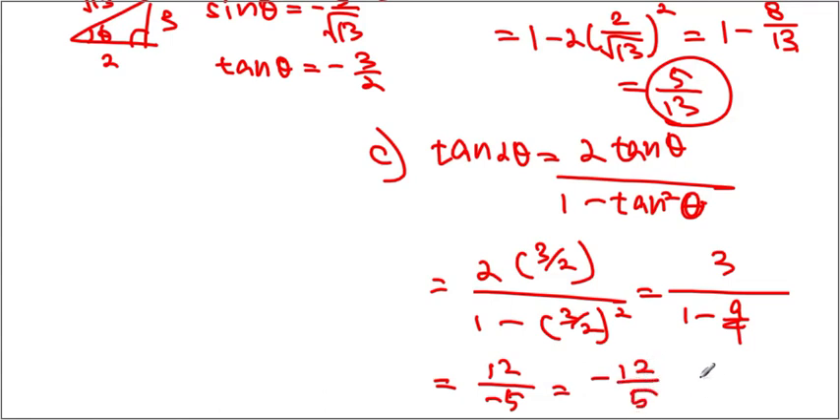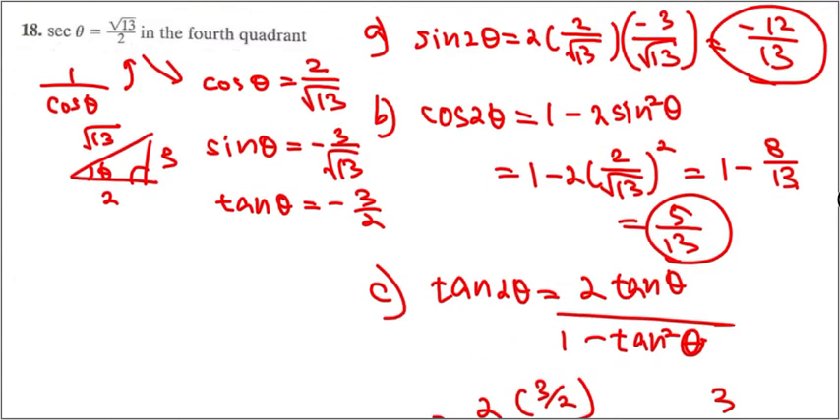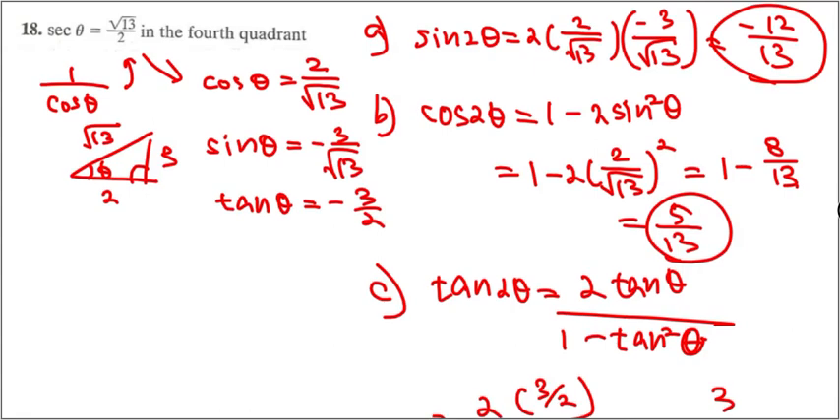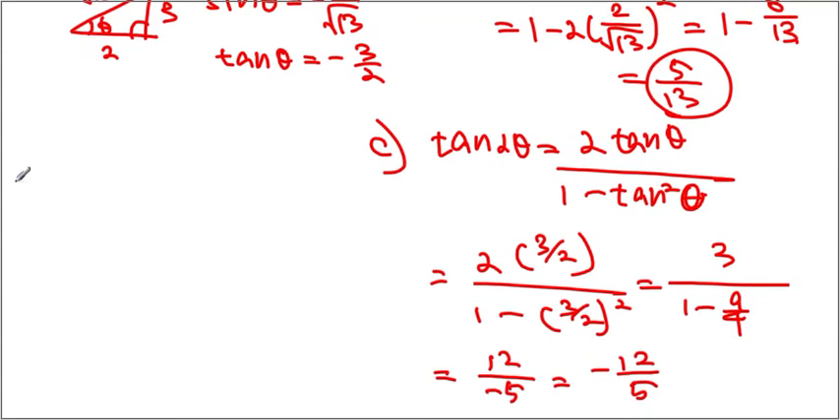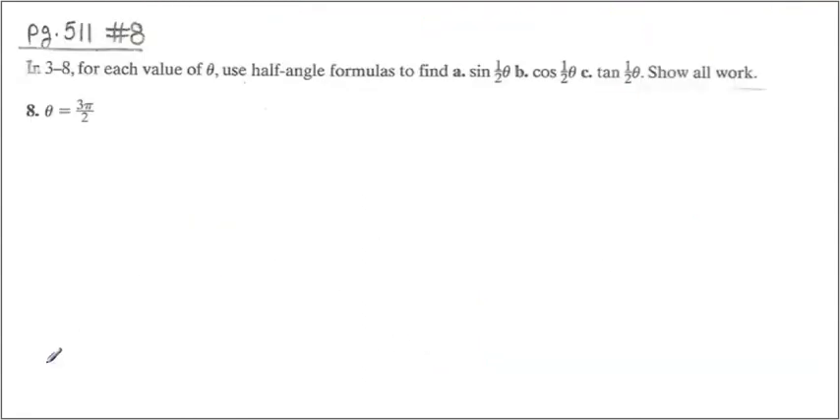That becomes our answer. Since tangent and sine is negative and cosine is positive, it must be another fourth quadrant. Quadrant number 4. That must be our quadrant.